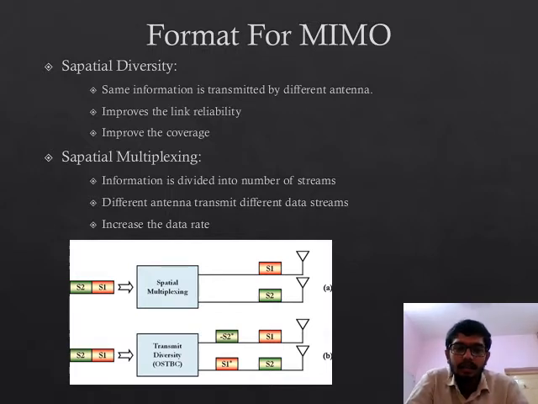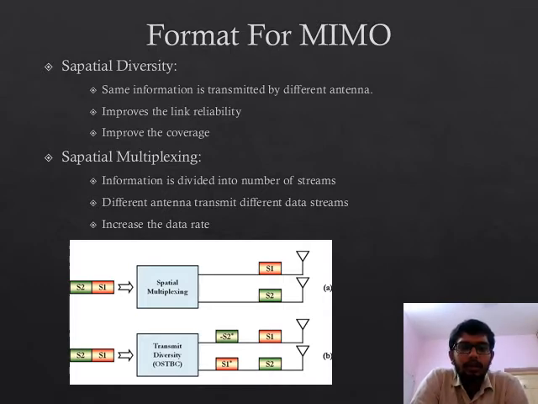Diversity improves the link reliability. In MIMO, it improves the reliability between a transmitter and a receiver. It improves the coverage or clarity of a signal, or improves signal processing. The other one is spatial multiplexing.